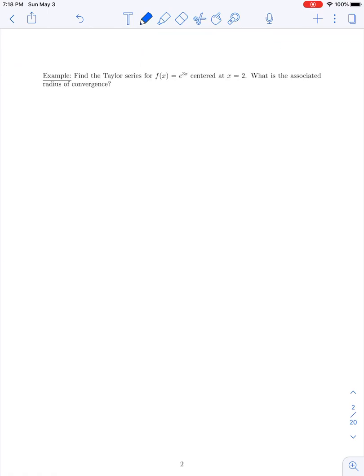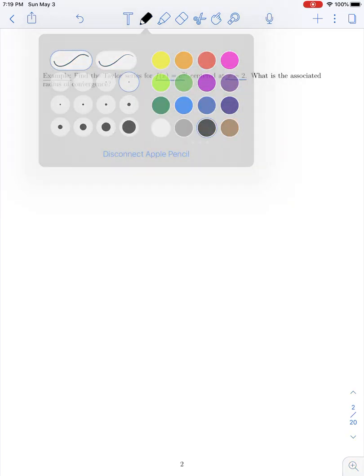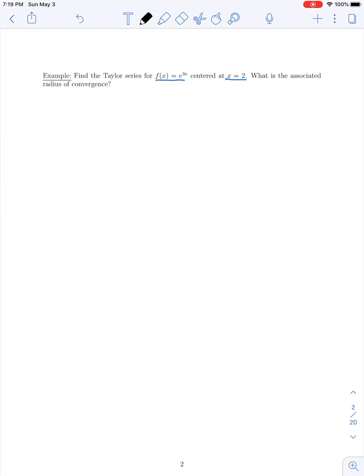In our first example, we are asked to find the Taylor series for the function f of x is e to the 3x, centered at 2, and then we're also asked for the radius of convergence of that series. So we just saw in our derivation for the formula for that Taylor series, we need to find an expression for the nth derivative of our function. So for any problem that asks us about Taylor series, we need to start by finding the first several derivatives of the function that we're given until we can establish a pattern.